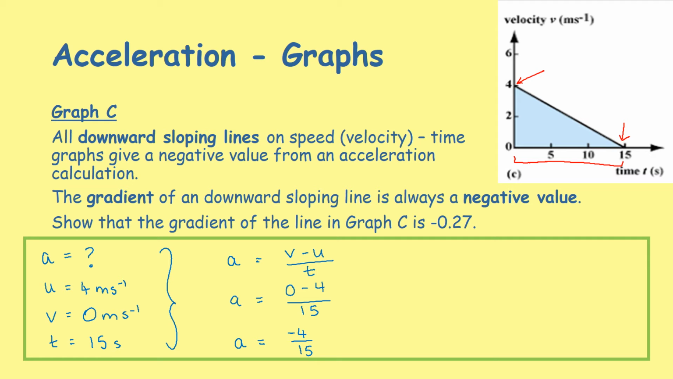Initially what comes out of the calculator is a equals negative 0.2666. It just keeps on going with sixes, so we want to round this number, and if we round it to two significant figures we get negative 0.27 meters per second squared. So because our acceleration is negative 0.27 meters per second squared, that is indeed showing that the gradient of the graph is negative 0.27. Again, you can see this negative means a deceleration, and that's our downward sloping line on the graph. It's a negative gradient, so a negative acceleration.